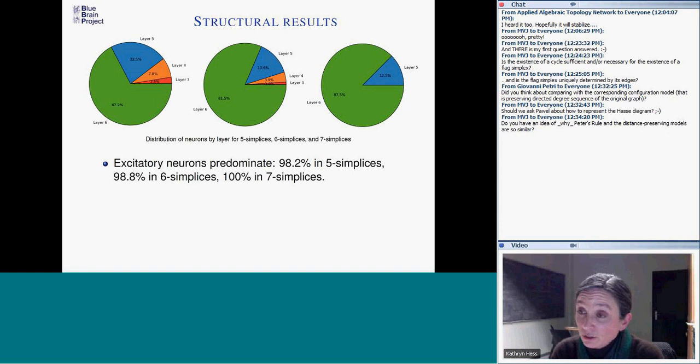Divided into two types: there are excitatory neurons and inhibitory neurons. I believe the inhibitory neurons are roughly 10% of the neurons in the brain. But in the very large simplices, the inhibitory neurons really predominate. In the 7-simplices, they are entirely made of excitatory neurons. So very few inhibitory neurons are represented in these high-dimensional simplices. It kind of makes sense, because the inhibitory neurons are there to stop activity, stop things from moving.